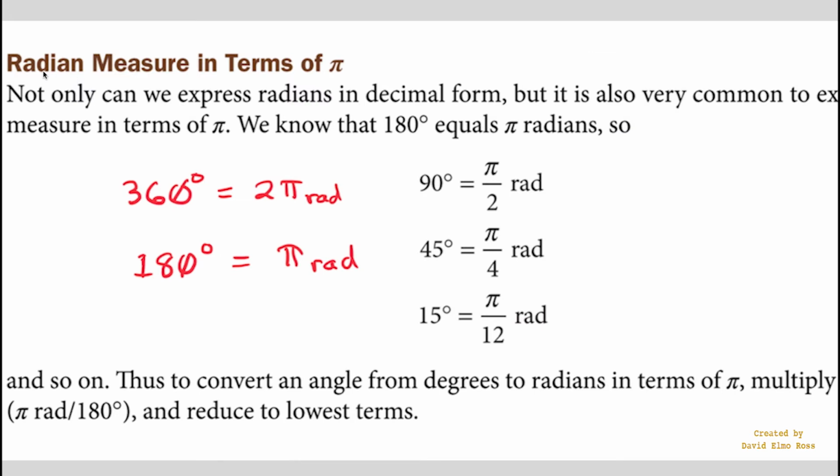It is possible to have radian measure in terms of pi. For instance, 360 degrees, which is one complete revolution, is equal to 2 pi radians. Half of this is 180 degrees is equal to pi radians. Half of this is 90 degrees is pi by 2 radians. Half of 90 would be 45 is pi by 4 radians. And 1/3 of this, 45, would be 15 degrees is going to be pi by 12 radians.